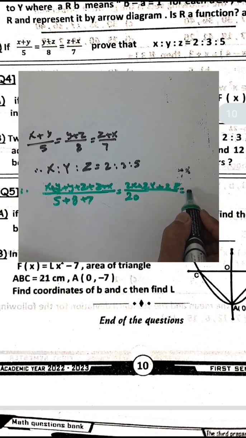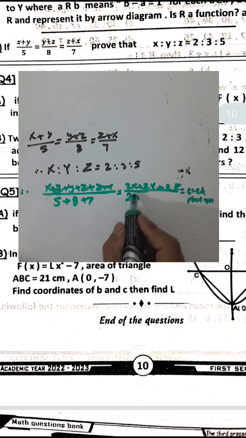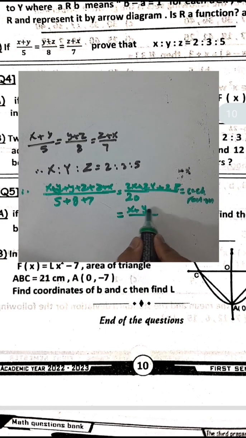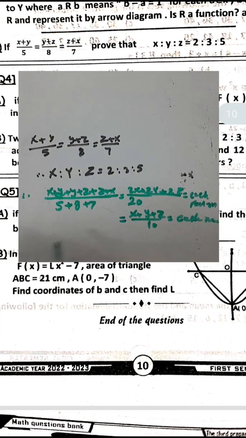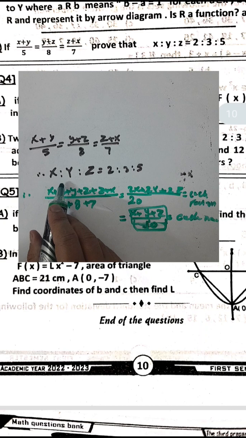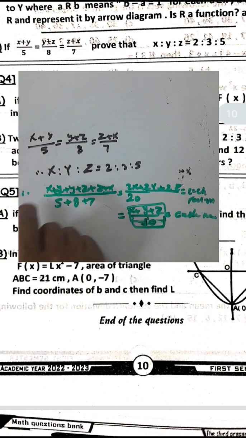This equals each ratio. In the ratio here, we can divide by 2 to simplify it. Then (x plus y plus z) over 10 equals each one of the ratios. It's the first equation. And we want to find the ratio between x and y and z, equal to 2 and 3 and 5. We can find the ratio between x and y.